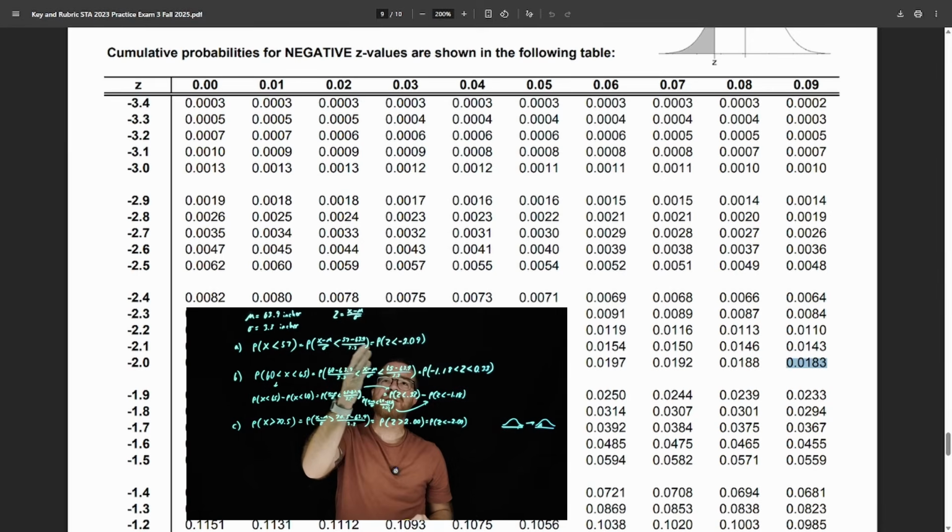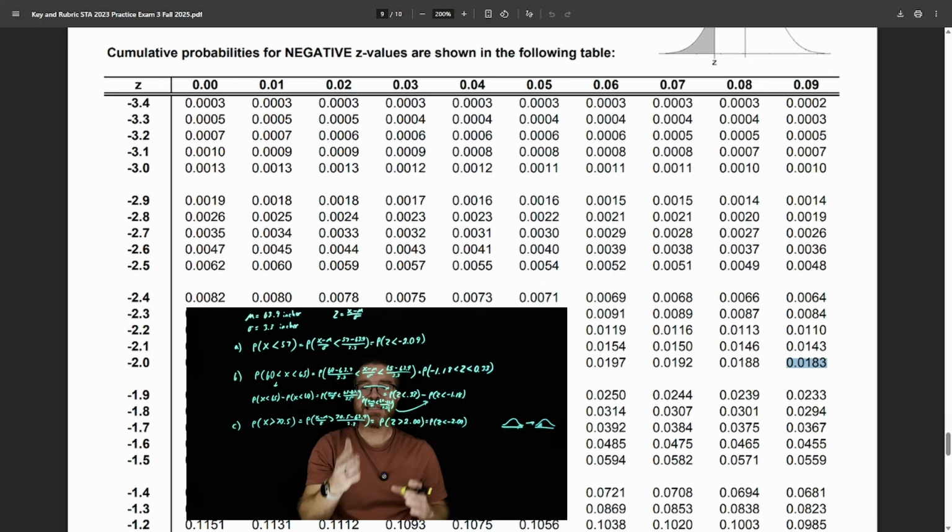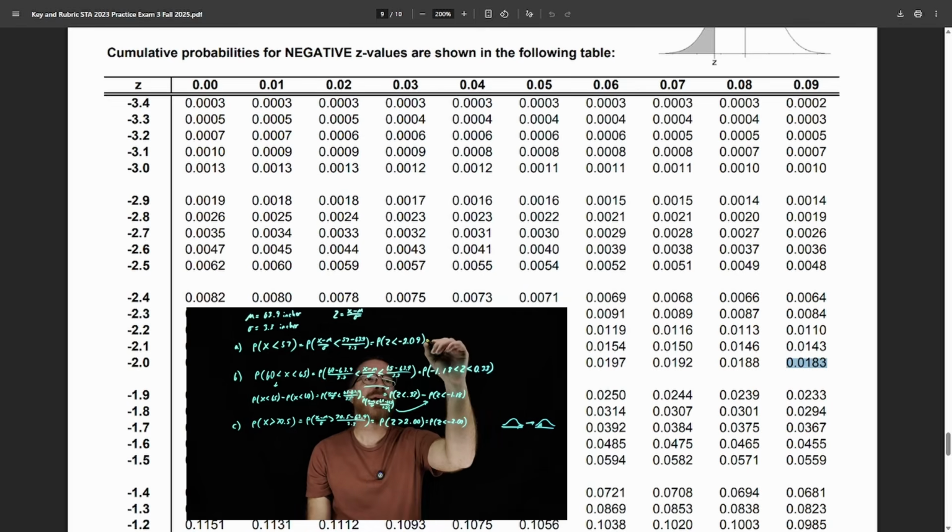So for our first probability, we had the probability of z less than negative 2.09. So we go to our negative z-table, we go down to negative 2.0, go over to 0.09, and we get a probability of 0.0183.